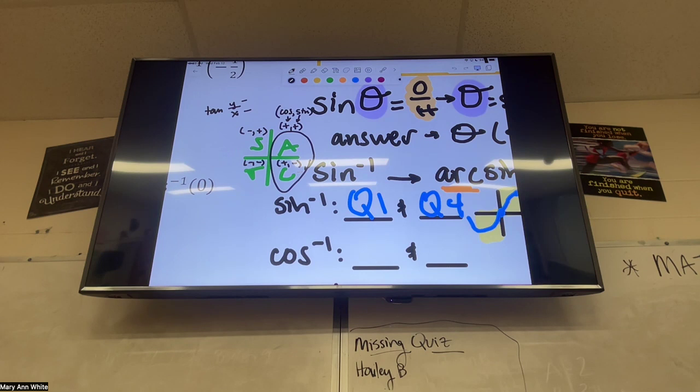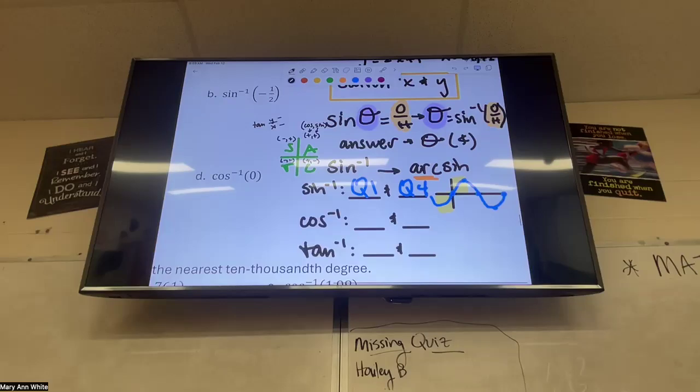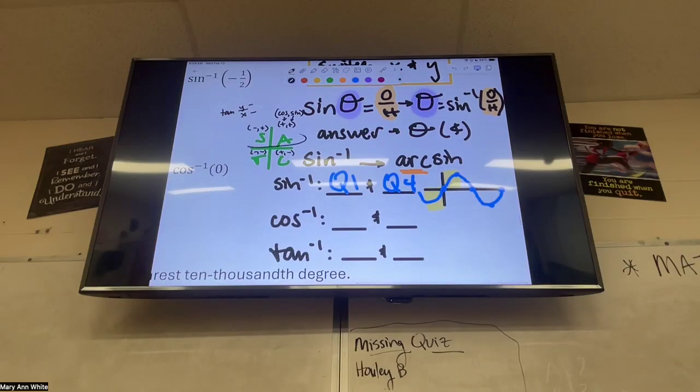Q3 I could, it's just not next to it. So all of these you're going to notice are going to be next to each other. So cosine, when I think about cosine, I am going to do 1 and 2 because cosine is positive in 1, but it's negative in 2. And again, I can prove that with the graph.